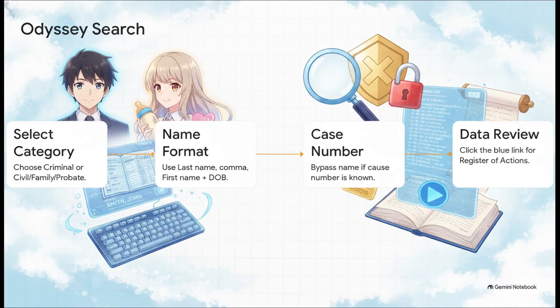You absolutely must use the formula, last name, comma, first name. If you just type out John Smith normally, it's probably going to error out on you. Toss in a date of birth if you have it, just to filter out people with the same name. Step 3, if you happen to already have the specific cause number, you can just toggle the search parameter and bypass the name search entirely. Super easy. And finally, Step 4, once your results pop up, click that blue case number link. It opens up the Register of Actions, giving you a complete chronological docket of the case for absolutely free.